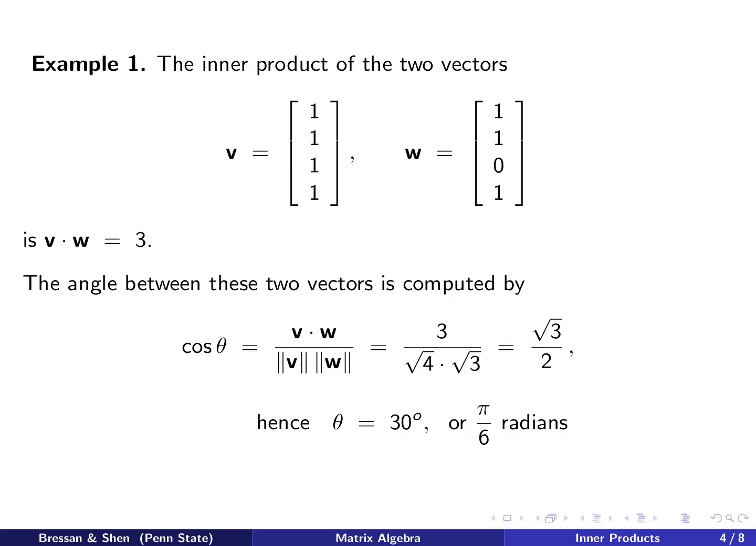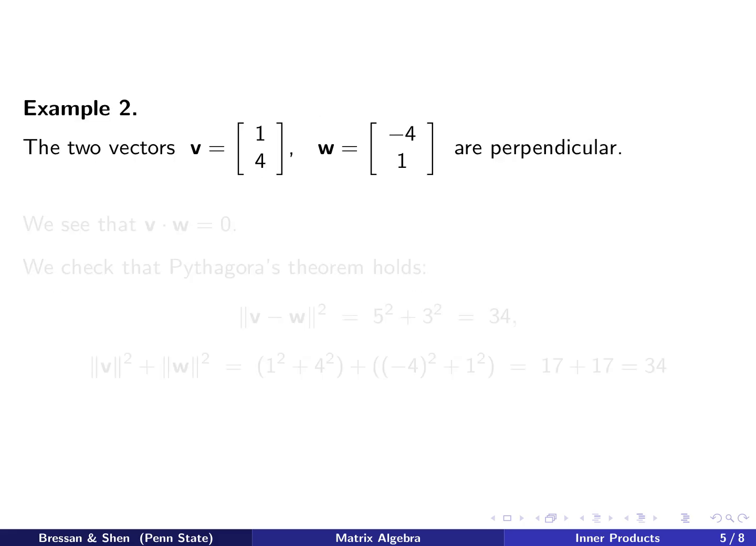So we see that cosine theta is square root 3 over 2, and then we recognize that for this value of cosine, theta is 30 degrees, or you can write in radians, that's pi over 6. Okay, so let's take another example with the 2 vectors v and w.